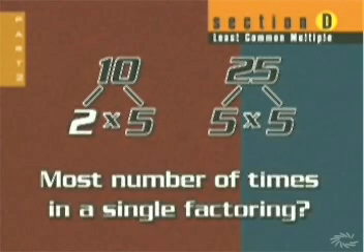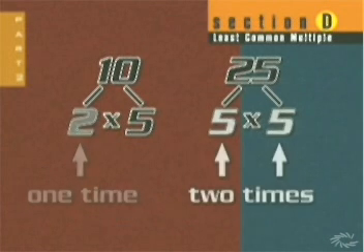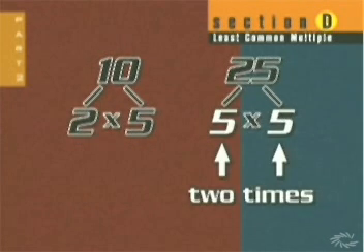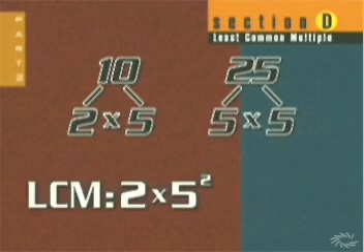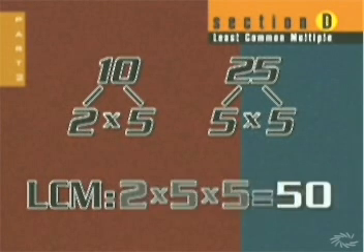So what is the most number of times 2 appears in a single factoring? Well, it's just 1 time. That means our exponent for 2 is 1. What about 5? The most 5 appears in a single factoring is 2 times, so 2 is our exponent for 5. That means the LCM of 10 and 25 is 2 times 5 squared. If we multiply the LCM out, we get 2 times 25, which equals 50.